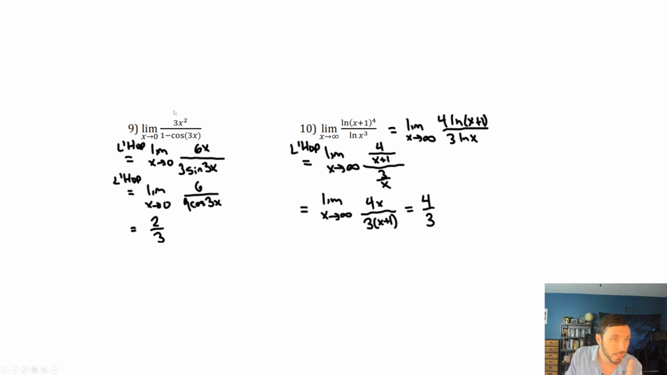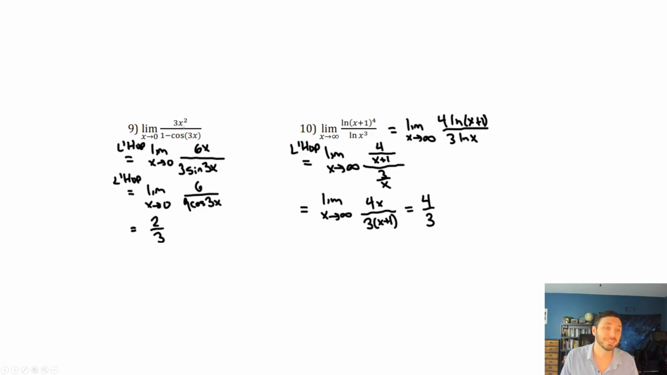Because look, if you take that first derivative, you get 6x up top. And you take that first derivative down below, you get 3 sine 3x. So when you plug in that 0, we're getting 0 over 0 again, right? We get 0 up top, sine of 0 is just 0. So you are allowed to use L'Hopital as many times as you want, so long as you continue to get those indeterminate values, right? So I got 0 over 0 after the first L'Hopital.